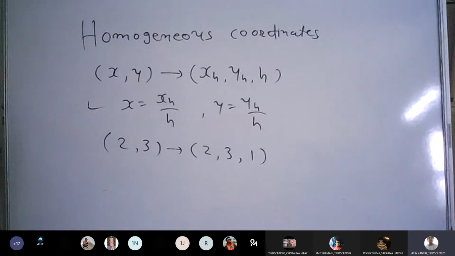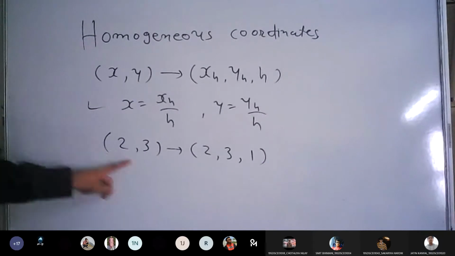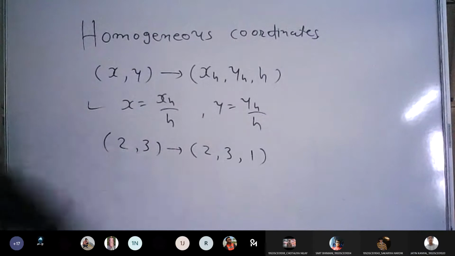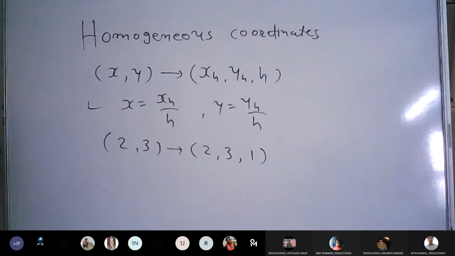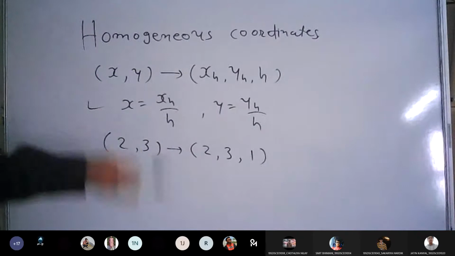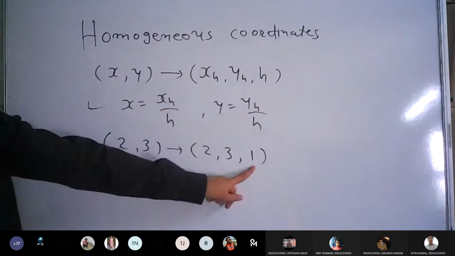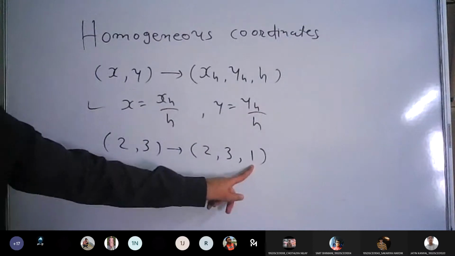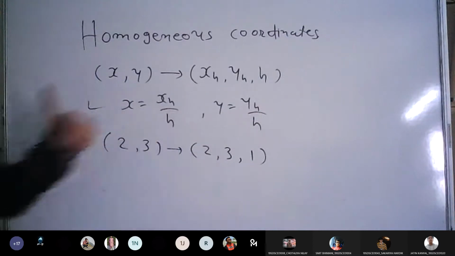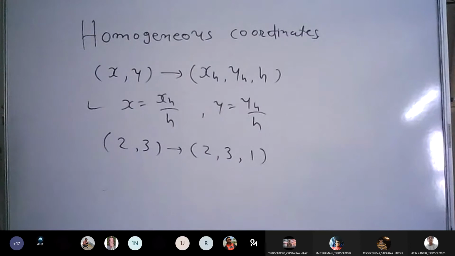One more thing, it is not that for any point we can get only one homogeneous value. It is not correct. For any single point, we can have n number of homogeneous coordinates, where we are using a third parameter as the homogeneous parameter, which is h. It can be any non-zero value.